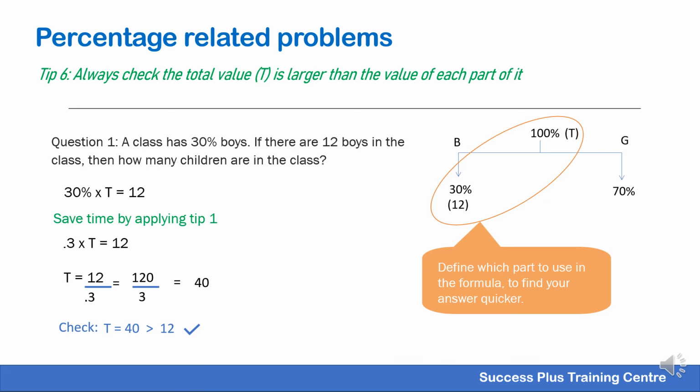Now, based on tip number 6, we should always check our answer. Without going through the calculations, you should be able to tell that 40 is bigger than 12. So the total number of students should always be bigger than the number of boys in the class and the number of girls in the class separately. So 40 is bigger than 12, which seems to be the correct answer.